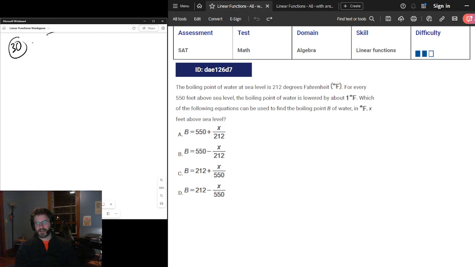30, code 6D7. Boiling point of water at sea level, sure. So sea level, we should understand that to be a coordinate point, 0, 212.